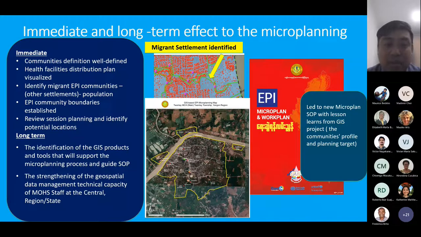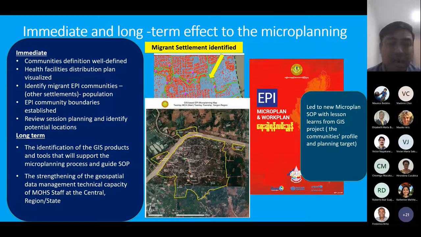So throughout this process, we learned and we gained some good benefits from these processes of microplanning. Previously, those communities that were in different conditions or had characteristics not known to the health worker or to the planner were now well defined, and also matched with the health facility distribution plan.